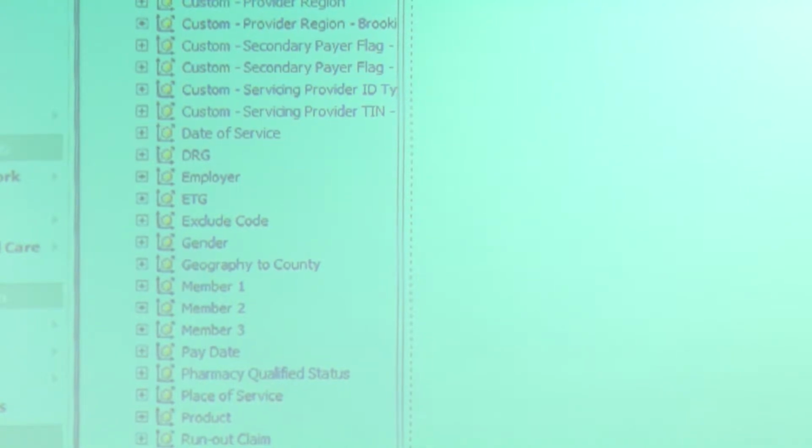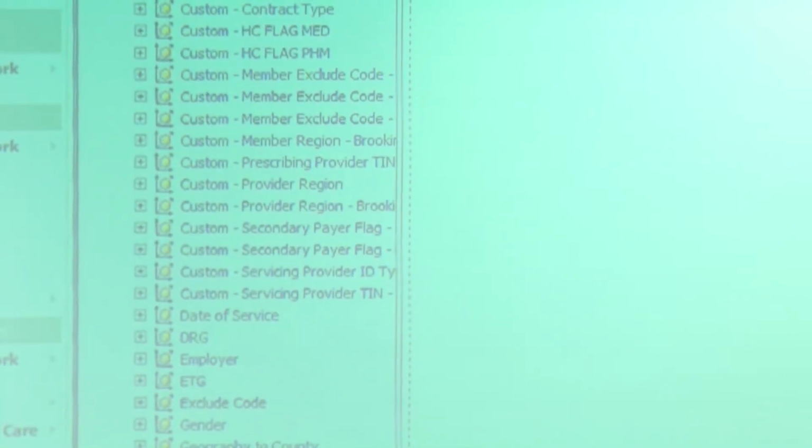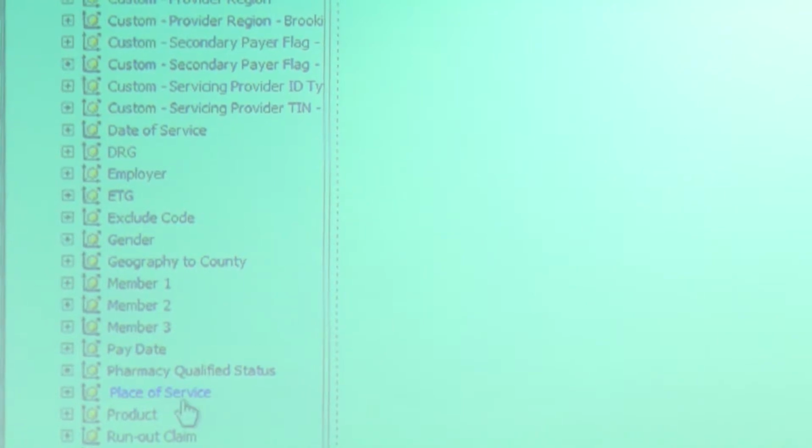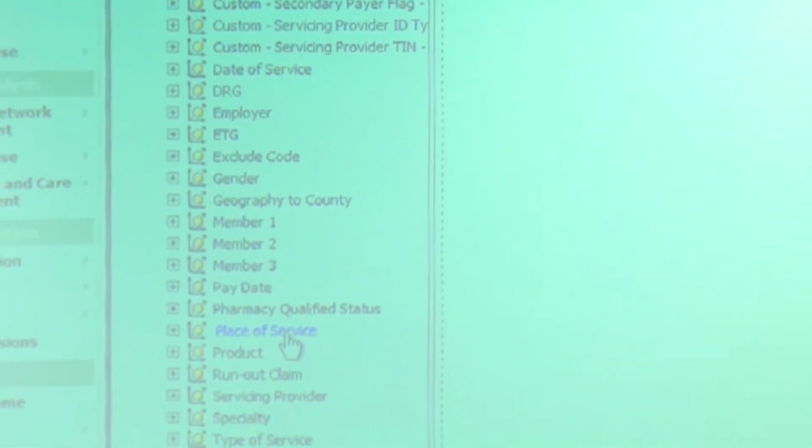And you can see on this particular cube, it's a population cube, right? Cost and use. It also happens to have both DRGs and ETGs in it. That's something we haven't seen anywhere else in the application. So you can do both in this particular one. You can also look at things like place of service here if you wanted to.